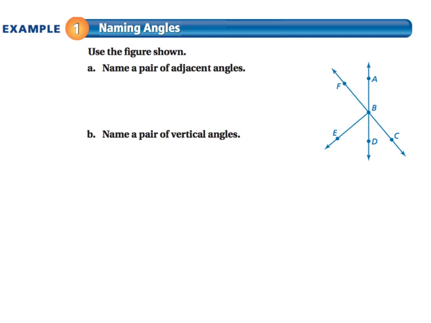So I'm going to first look at, let me actually highlight them red. I could say this angle here and this angle here are adjacent. They share a side and vertex. So I could say angles ABF and angles FBE are adjacent. ABF, FBE, they share the side, which is ray BF.